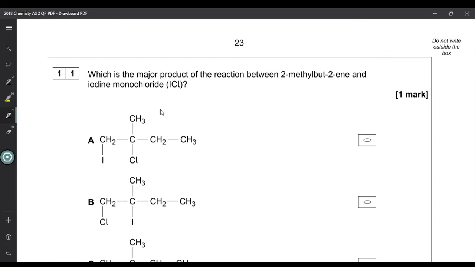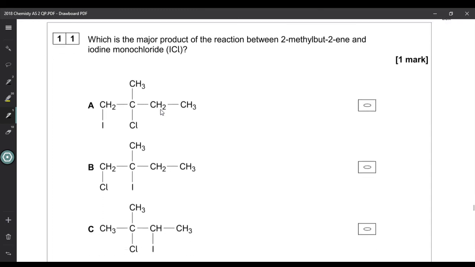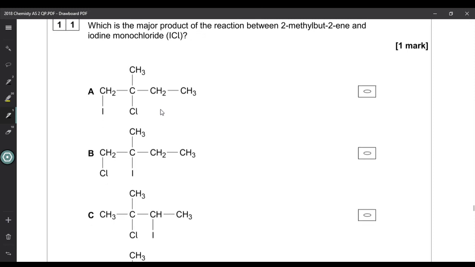Which is the major product of the reaction between 2-methyl-butene and iodine monochloride? So with this, remember that the I and the Cl are going to go to either side of the position where the double bond was, which is in position 2. So the answer to this one is C.